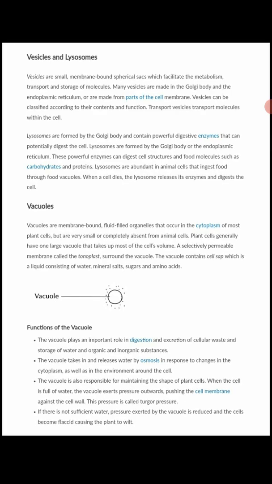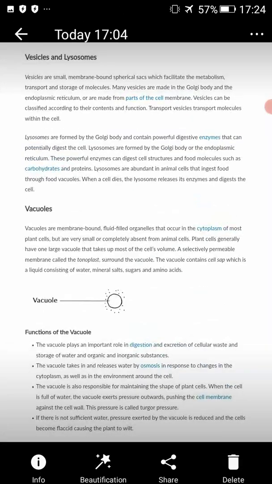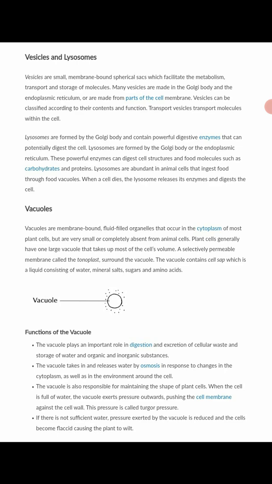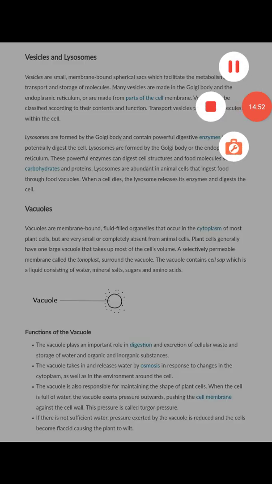And also, if there is not sufficient water, the pressure exerted by the vacuole, the turgor pressure, is reduced and the cells become flaccid, causing the plant to wilt.